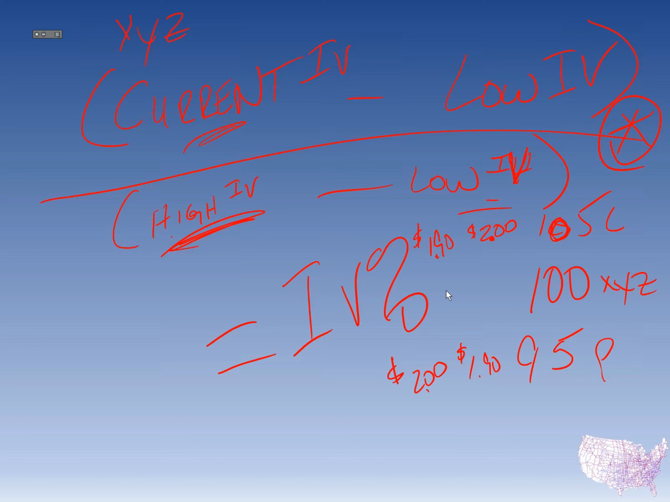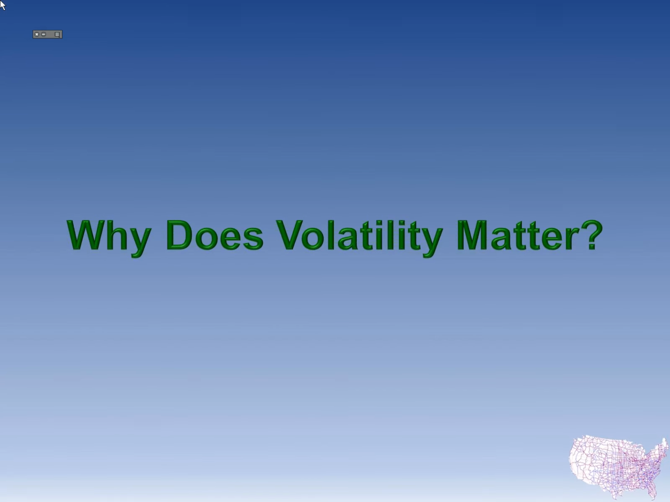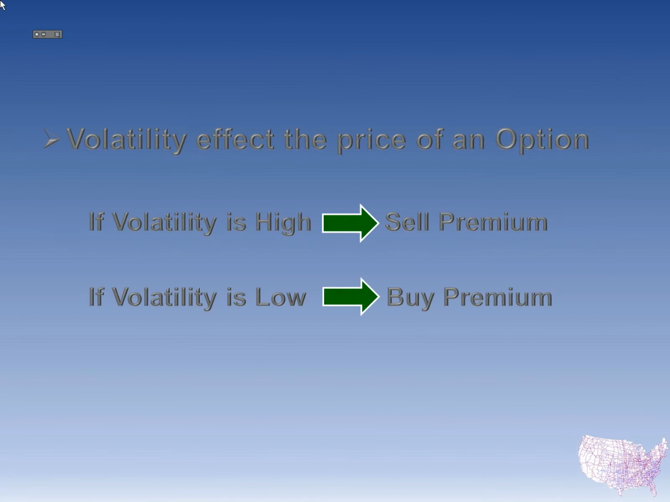And it also does something to the bell curve, which I'm going to talk about here in a little bit. I got a little ahead of myself there. So we need to know that equation, because why does volatility matter? Because I mentioned this, right? When volatility is high, we want to sell premium. When it's low, we want to buy premium.